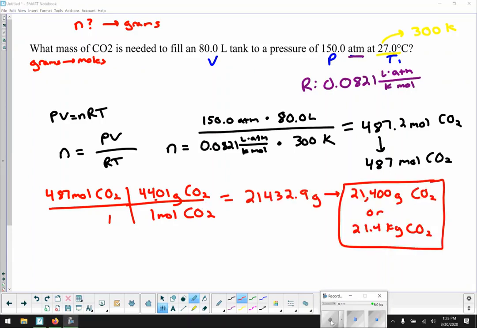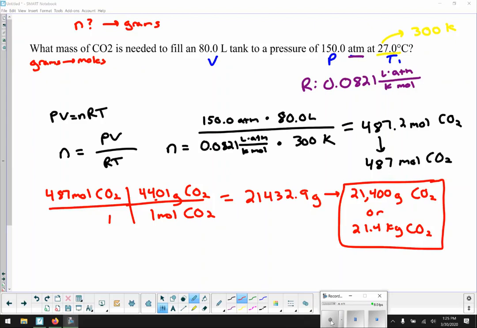So if we do the math for that, do that molar conversion, we get 21,432.9 grams, which again, because of sig figs, we'd round to 21,400 grams. Or you could call it 21.4 kilograms if that makes you happier. It's a little easier to work with. Either of those answers has the right number of sig figs, and you can change the units from grams to kilograms. The question doesn't specify.